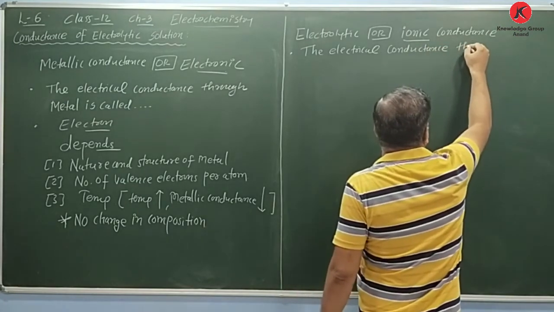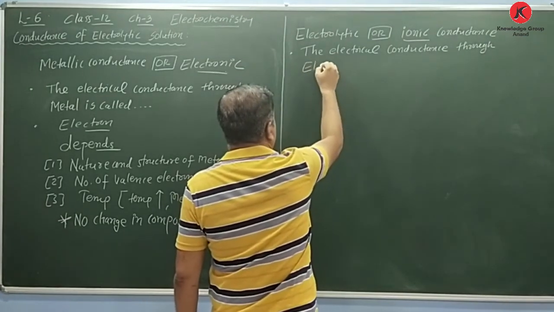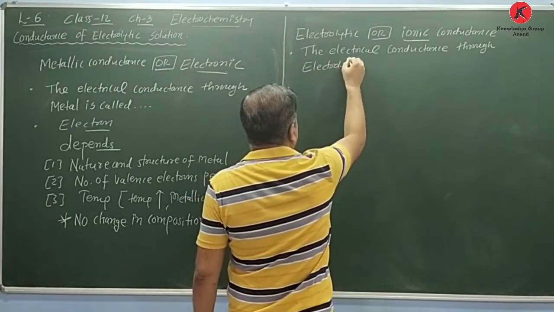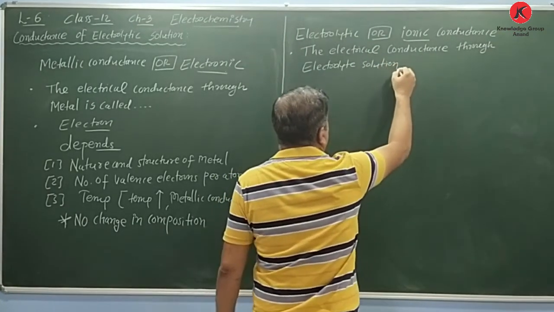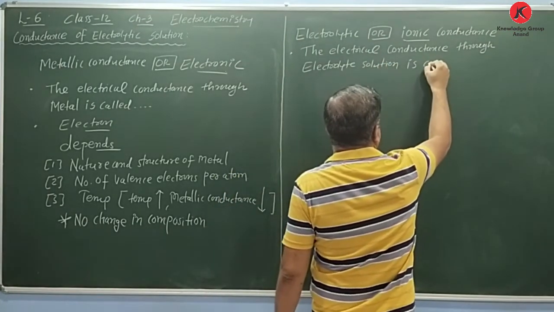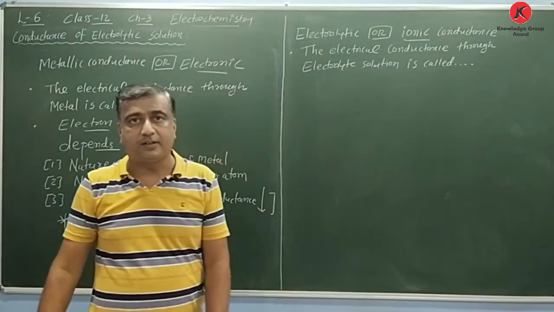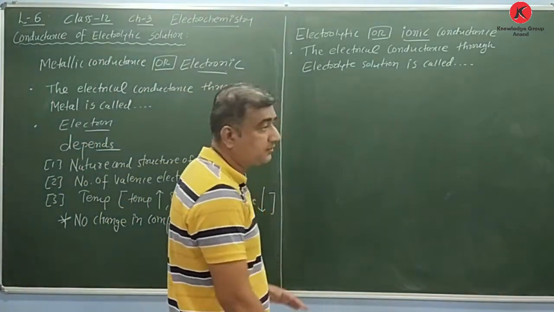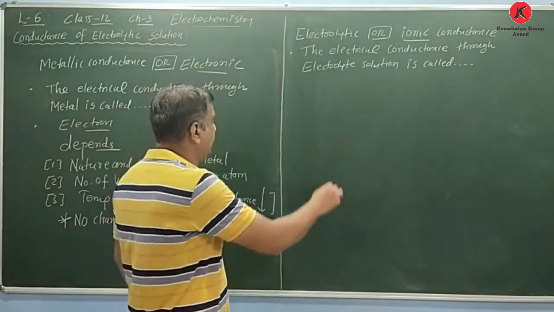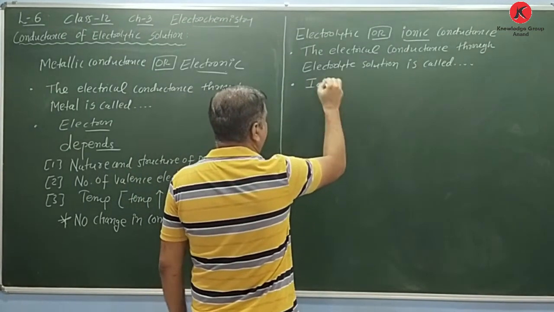The electrical conductance through electrolytic solution, that means electrolyte solution, is called electrolytic conductance, otherwise it is also known as ionic conductance. Here conductance takes place by means of ions, remember.